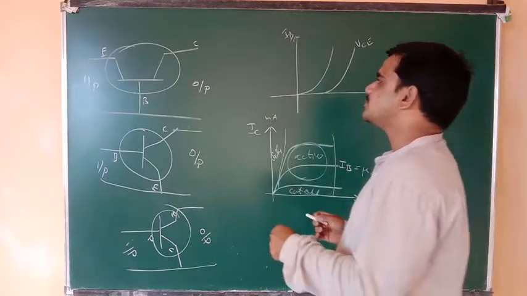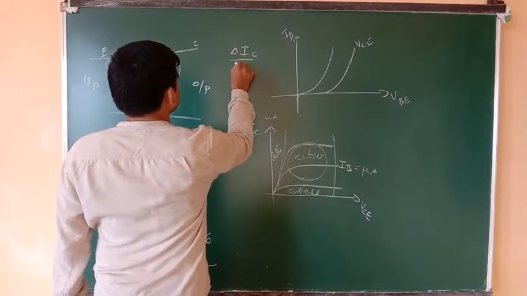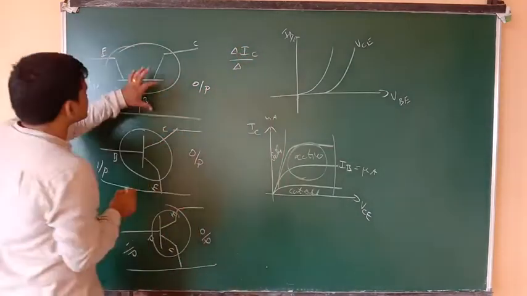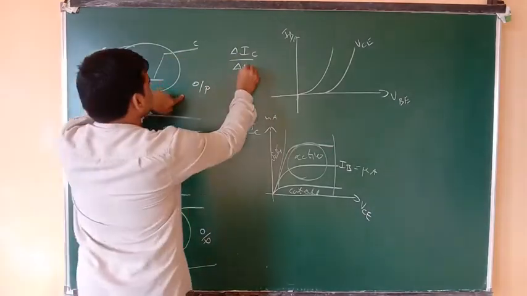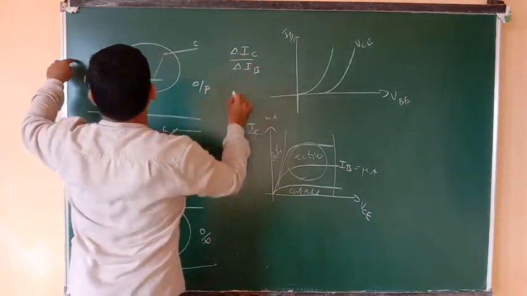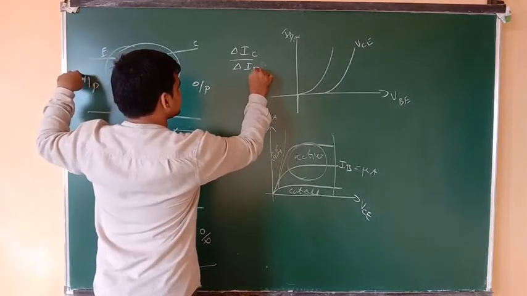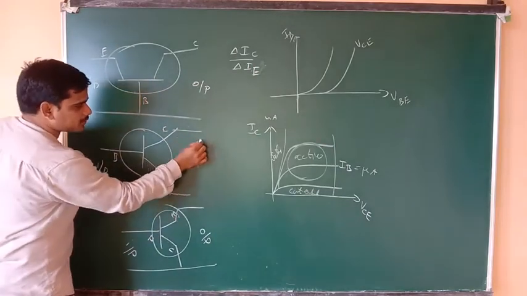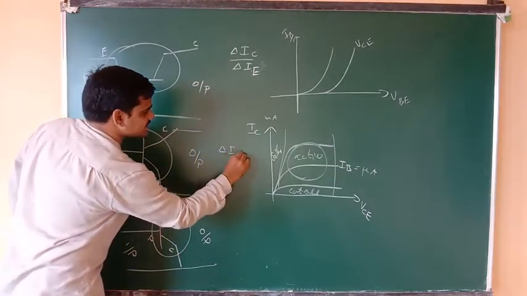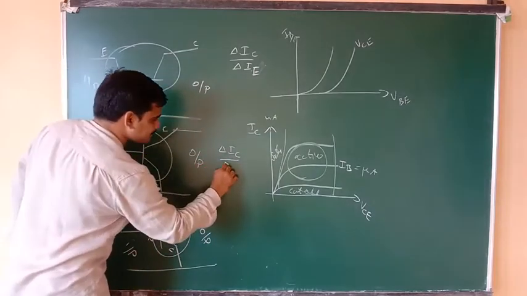The ratio is the change in output current by the input current. In the common base case, what is the output current? Collector current is the output current. What is the input current? Sorry, the emitter is the input current here. Whereas in common emitter, what is the output current? The output current is delta IC, the collector current, and the input current is the base current.